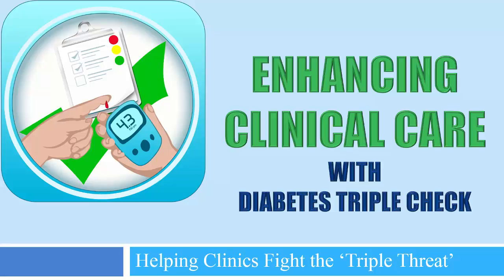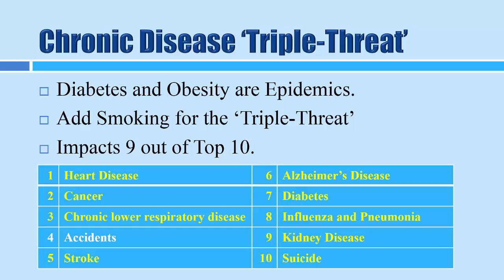Diabetes Triple Check is an app used in clinic waiting rooms to help you with patient lifestyle changes. There are many rewards for enhancing the clinical care by improving billing and the patient outcomes.